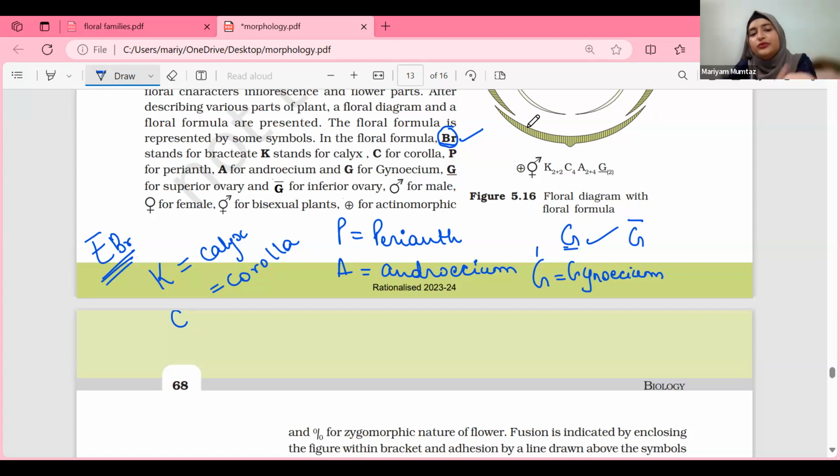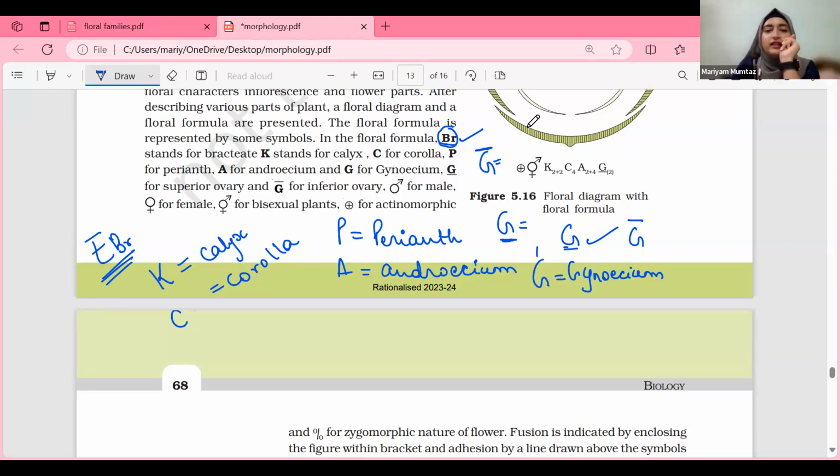I am saying if you do not remember, then you can use this, or else if you remember, well and good. So below the gynoecium, you write G with a bar under it, or underline the G, and this is for superior ovary. Whenever all the plants in a family have superior ovary, the denotation is capital G, underlined. And when you write capital G and overline it, that is the denotation of inferior ovary. Okay, done.